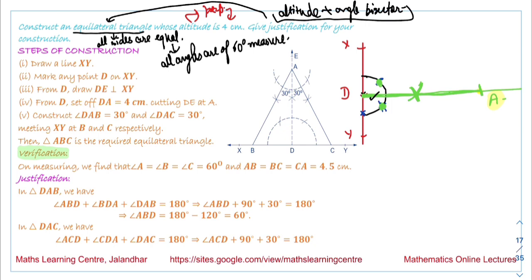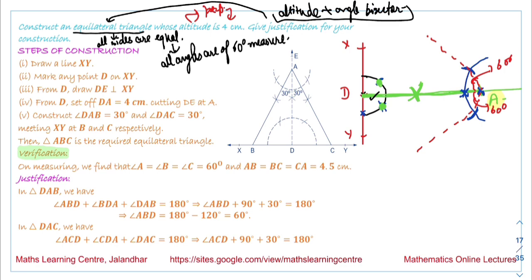To draw the angle of 30 degrees at A, again we keep the compass at this point A and draw an arc over here. We have drawn this arc, and now keeping the compass at this point, we mark one point over here and one point over here. These two points that we have marked are basically the 60 degree angles. This angle will be 60 degrees, and this angle is also 60 degrees.